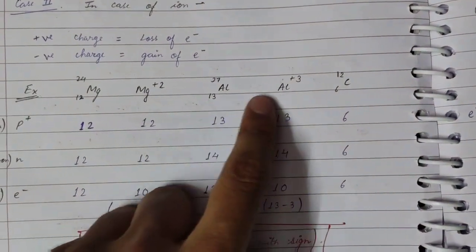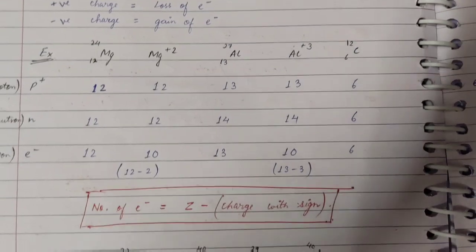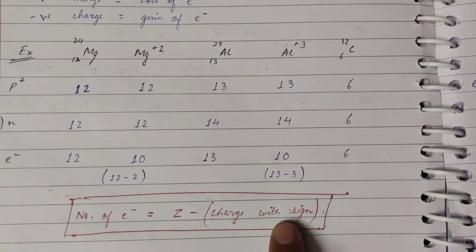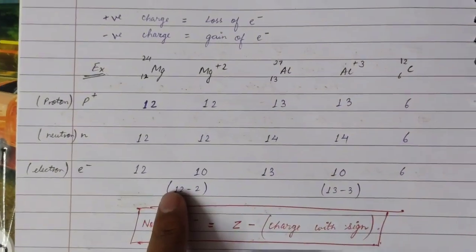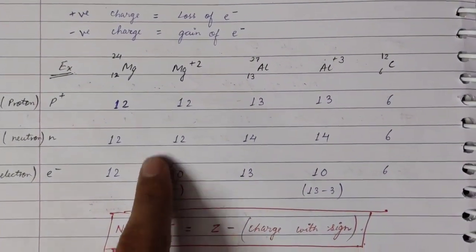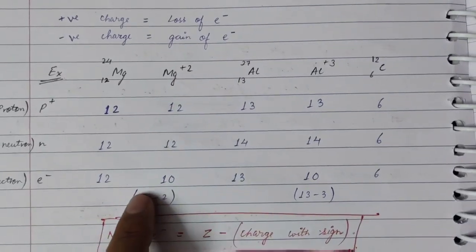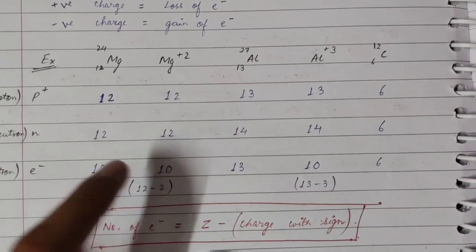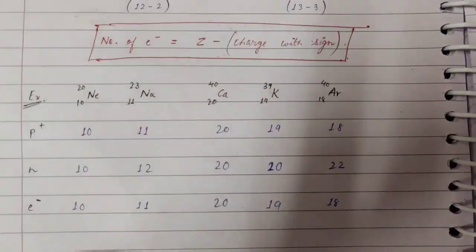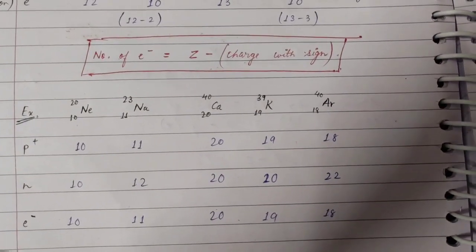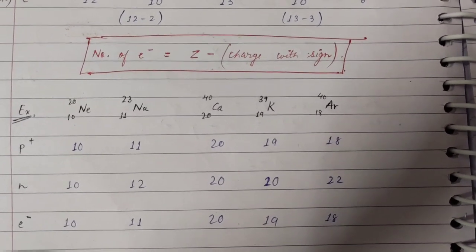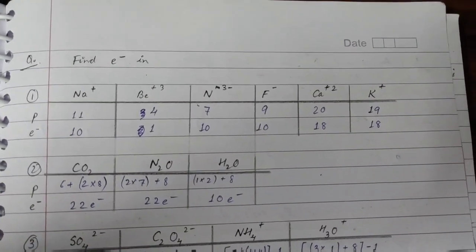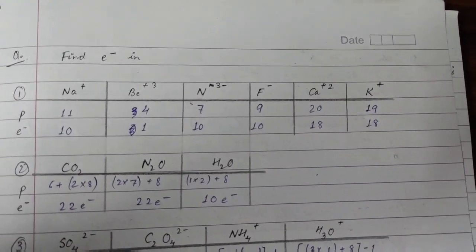Similarly for aluminium. Now the number of electrons is Z minus the charge with the sign. Like see, there were 12 electrons earlier and then it is plus 2, so 12 minus plus 2 will give me 12 minus 2, which is equal to 10. Similarly, here are some other examples you can see of neon, sodium, calcium, potassium, argon, etc. Now let us find the number of electrons in these ions.